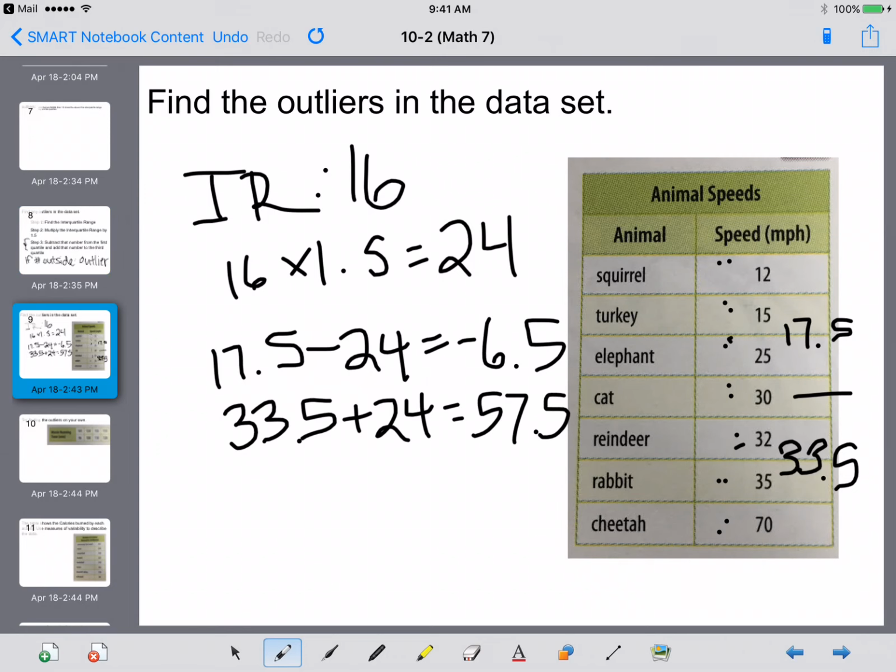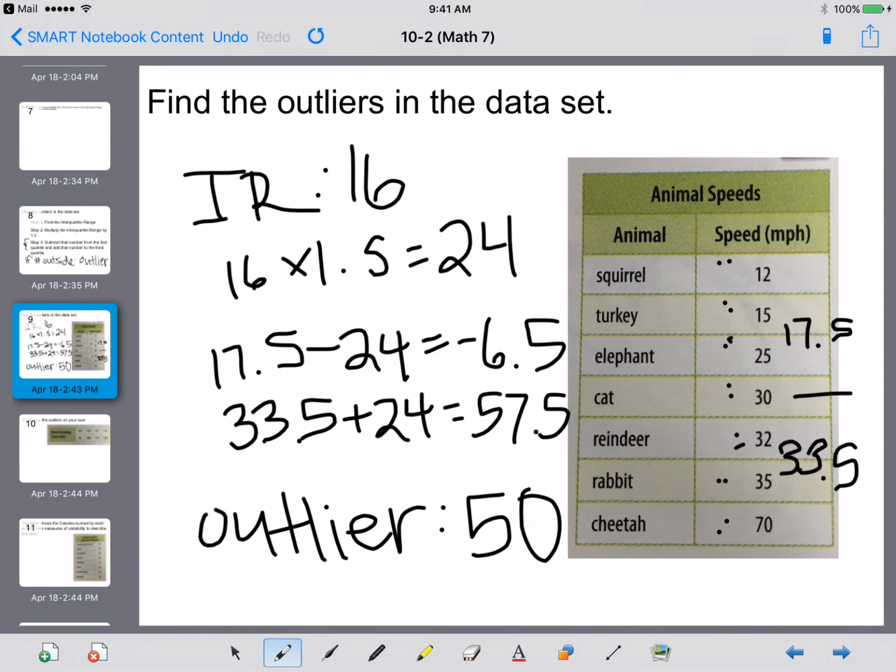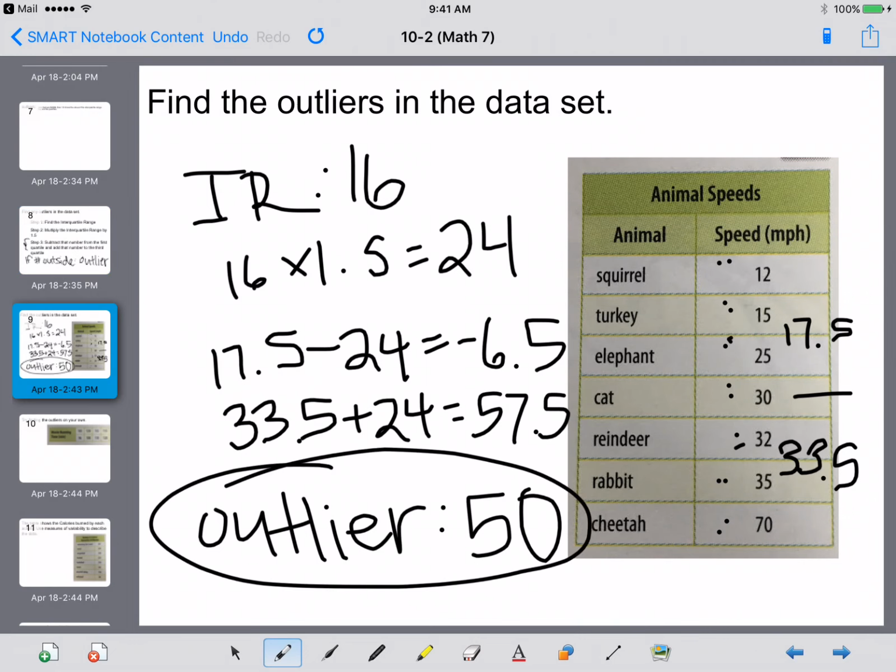Now, in order to have an outlier in our information, that number needs to be either smaller than negative 6.5 or larger than 57.5. Our smallest number is 12 in this data set, so our outlier isn't on that end. The biggest number is 70. 70 is bigger than 57.5, so our outlier is 70. Always double check the next number too, just in case there are multiple outliers. 35 is not greater than 57.5, so our outlier is just 70.